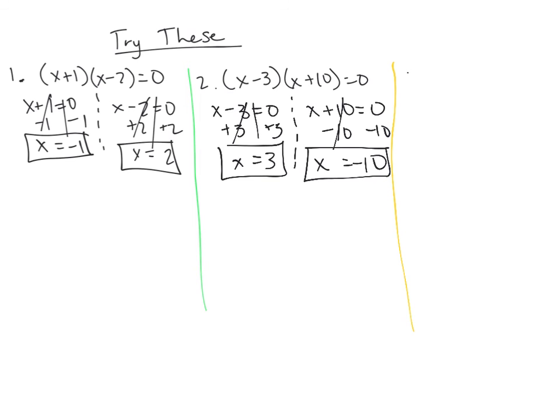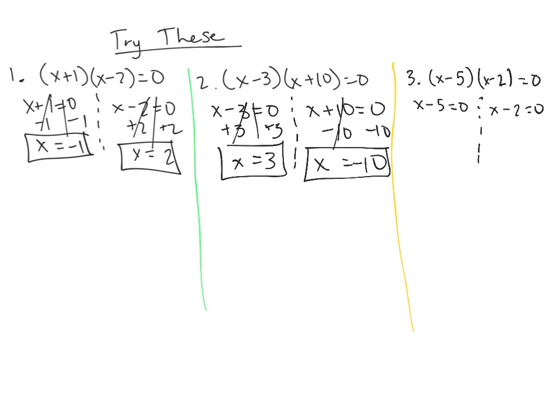Last one, x minus 5 times x minus 2 equals 0. Go ahead and work that out using the zero product property and enter your answer when you are ready.